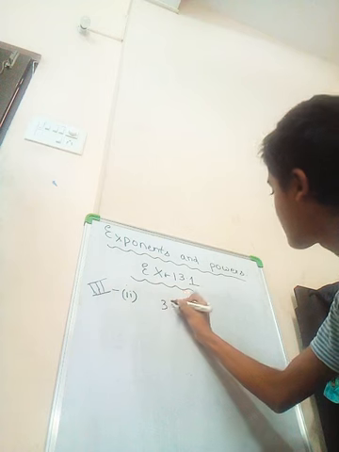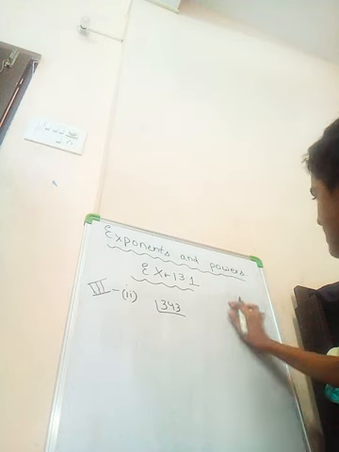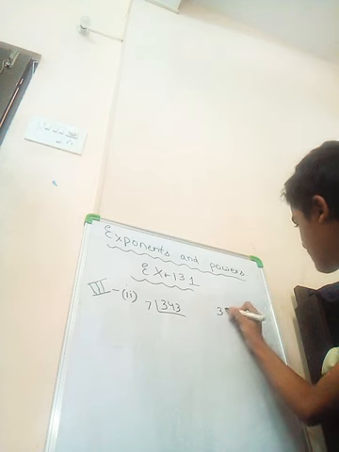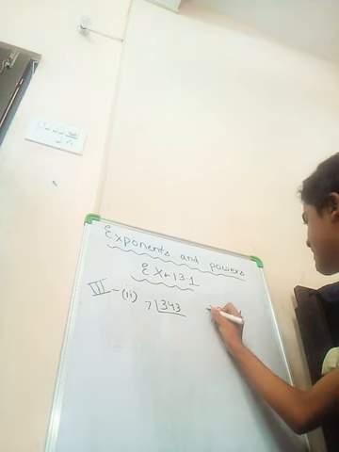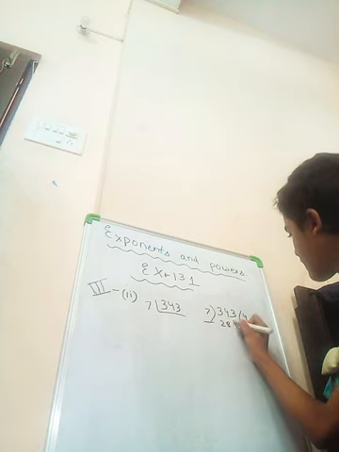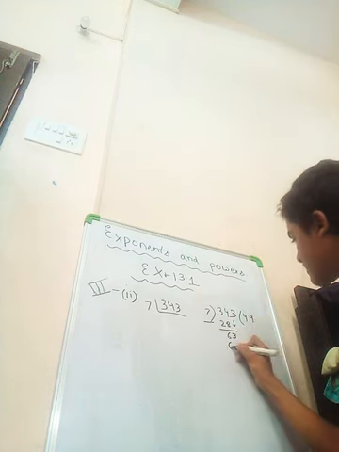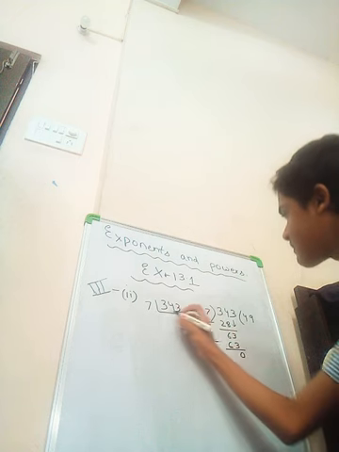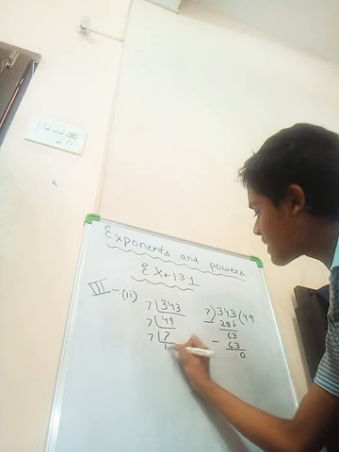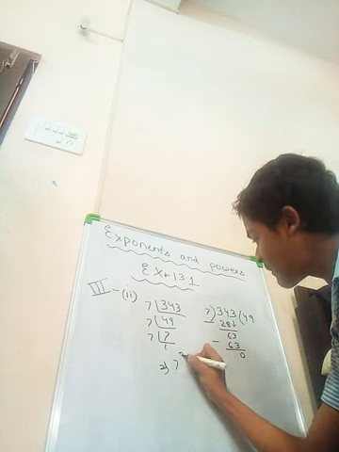So 343 is not divisible by 3 and also not by 2. So in which table is it divisible? It is the 7 table. So 7 how many times is 343? We'll do division again. 7 4s are 28, 63, then 7 9s are 63. So 7 49s, 7 7s, 7 1s. So 343 is equal to 7 to the power 3.